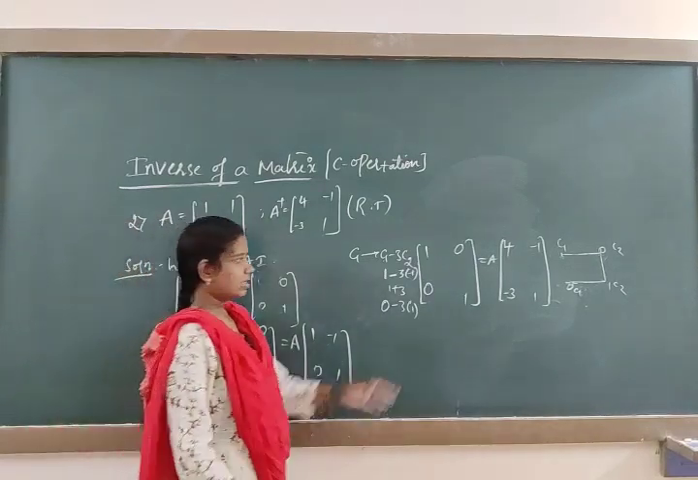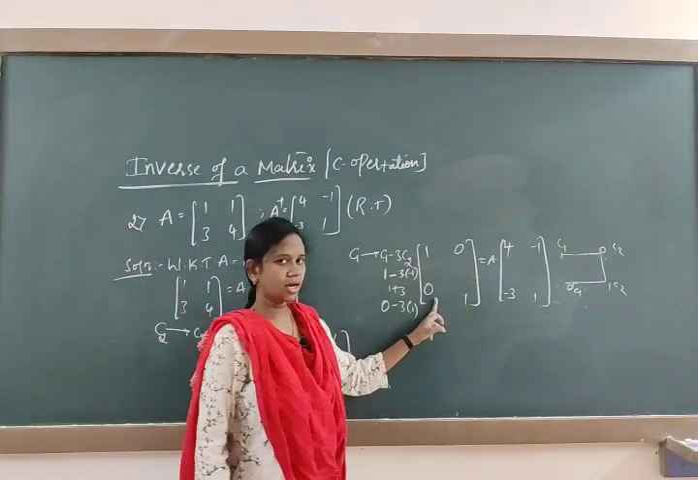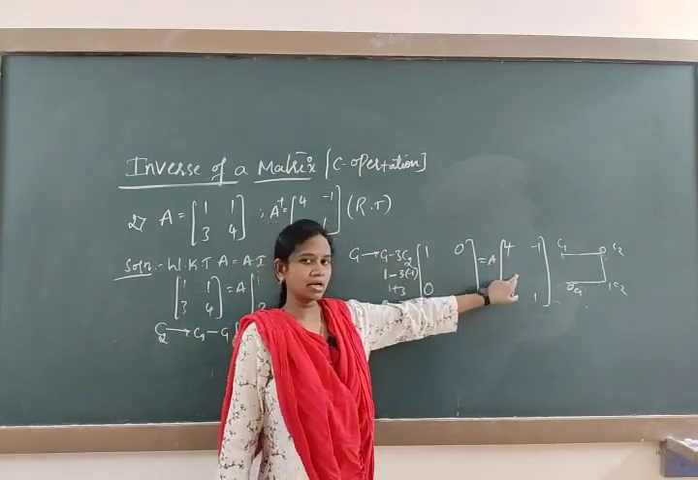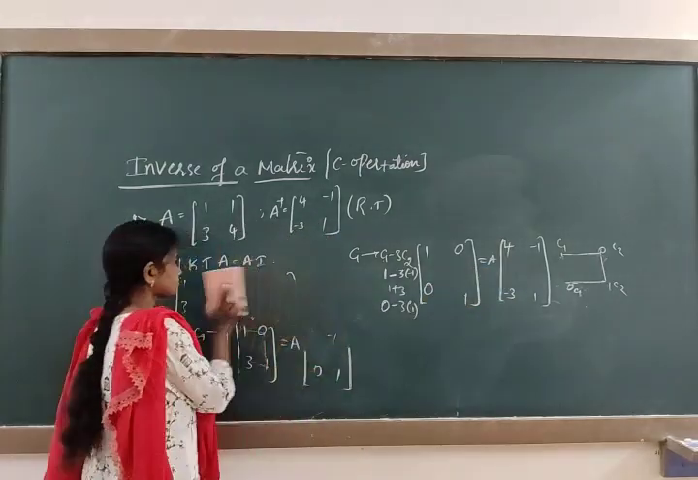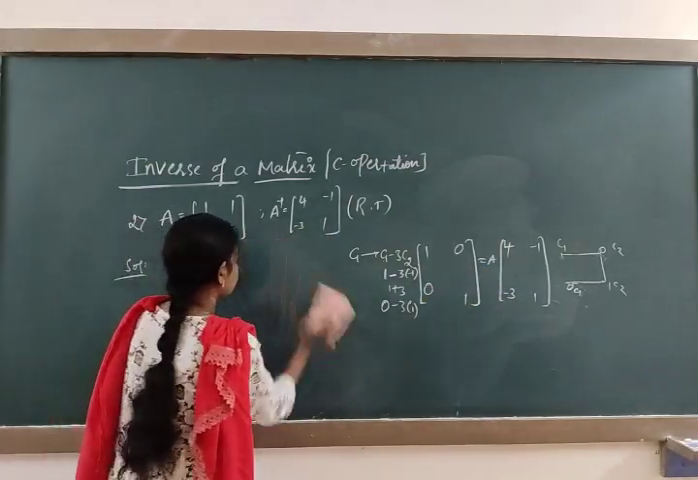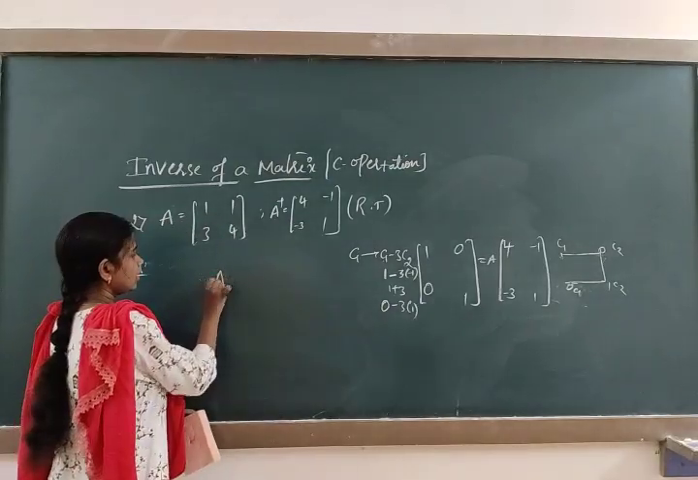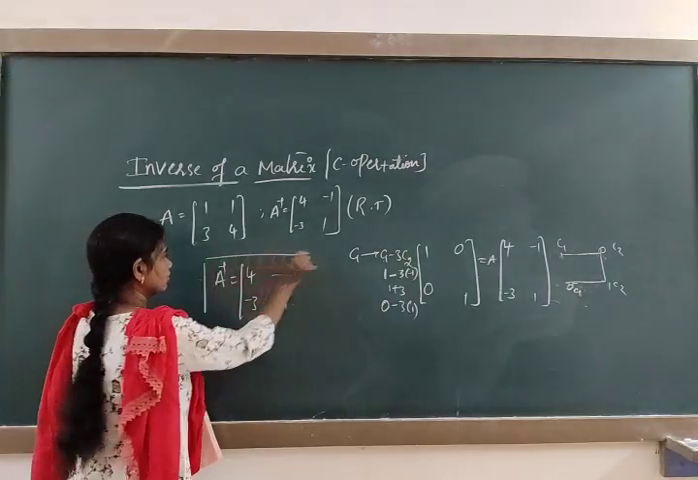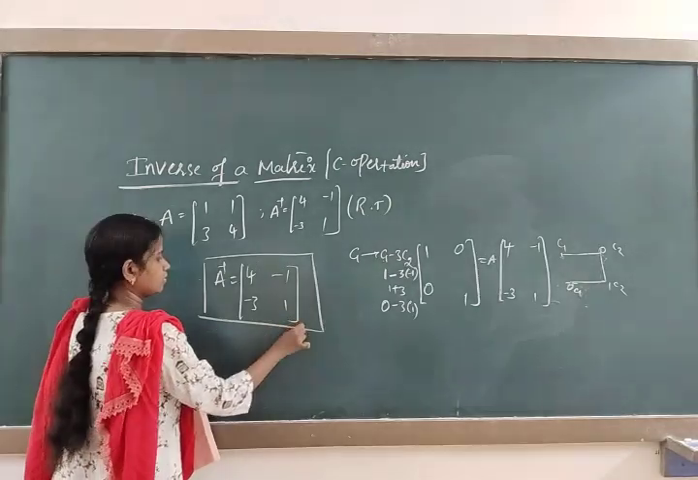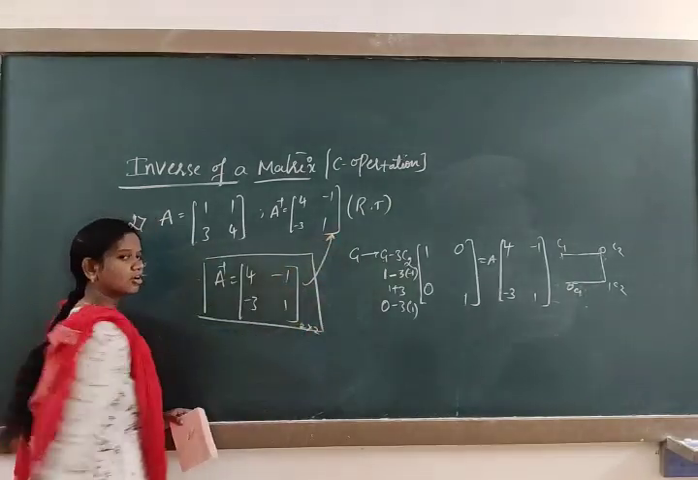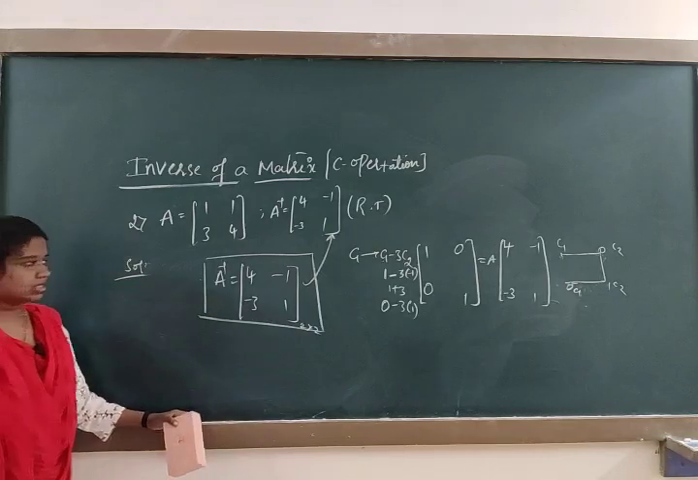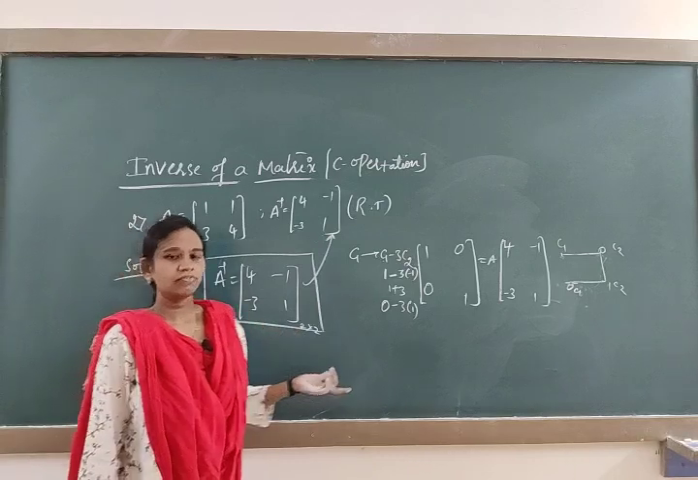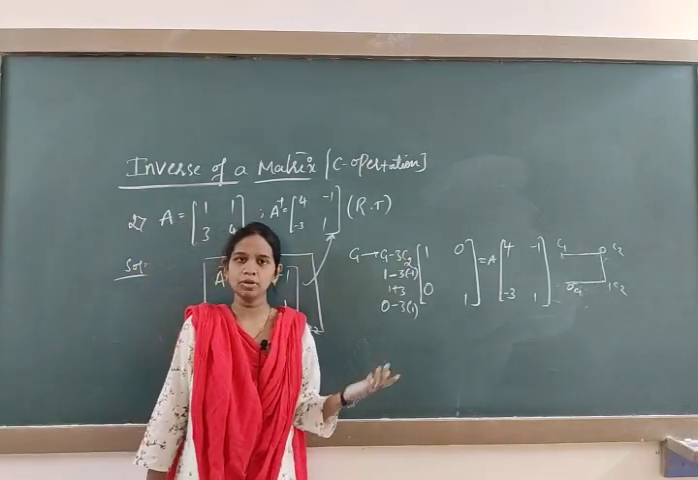Again, according to the definition, A into A inverse should be I. So this is the I matrix we got, A into A inverse. So this matrix will be treated as A inverse. Therefore A inverse is equal to 4 minus 1 minus 3 1. See here, the same value we got in the last session with the row transformation, and with the column transformation also we got the same thing. So we conclude that the inverse is unique if it exists.